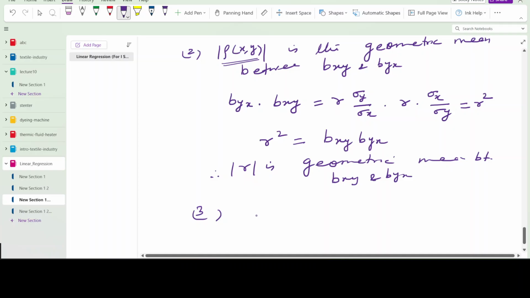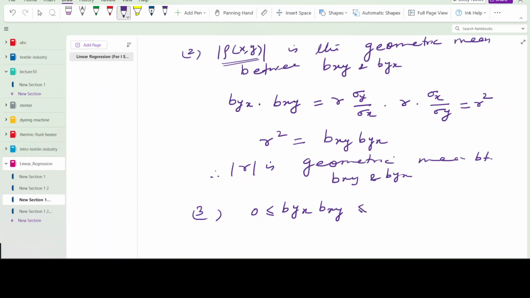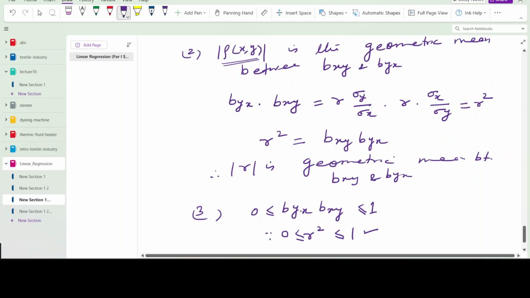The third property says that the product of byx and bxy will lie between 0 and 1. As we know, the value of r square lies between 0 and 1, and r square is equal to this one. So the product of byx and bxy will lie between 0 and 1.